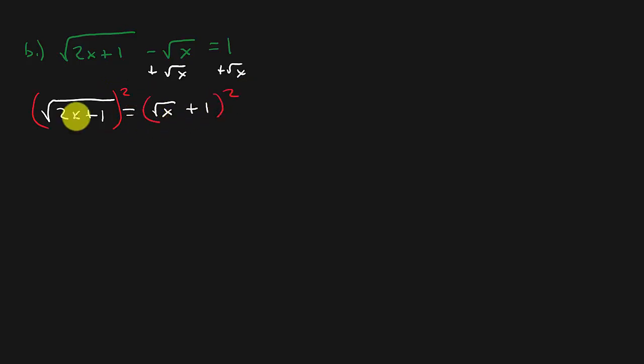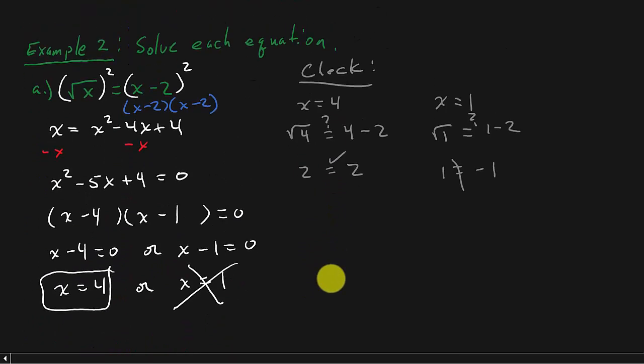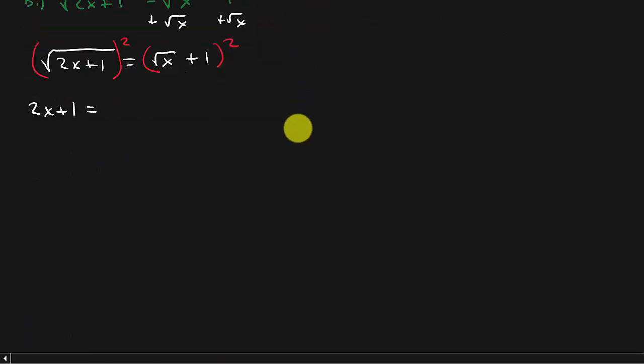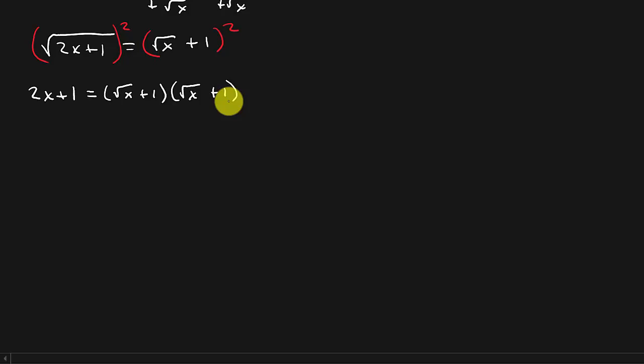All right. And so when I square this, that's going to give me 2x + 1 equals. Now for this one, I know up here in this previous problem, I just did this in my head. But since we have a radical there, let's go ahead and write it all out. So that's (√x + 1) times (√x + 1). And then let's FOIL it out. Okay, let's not do it in our head. It might confuse you if we do.